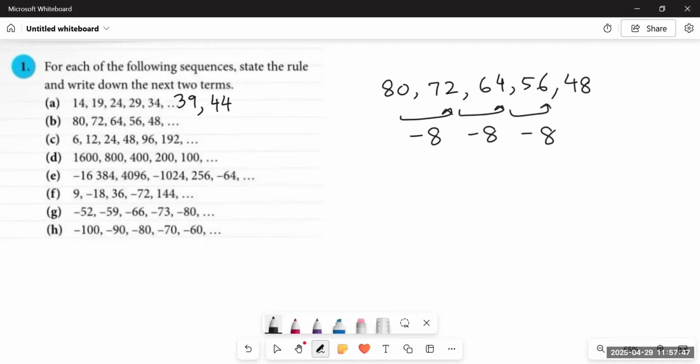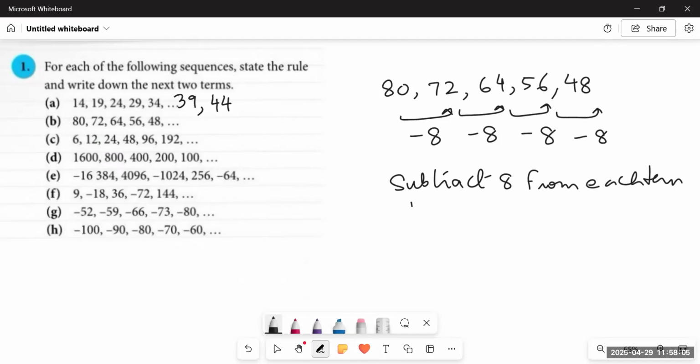So what are we doing? We are simply subtracting 8 every time. In the previous part we were adding something, and now in this part we are subtracting 8. So we are going to write: subtract 8 from each term to get the next one. Simple, this would be the rule. And we are going to apply this to find the next two terms. So we will subtract 8 from 48, we will get 40. Further subtract 8, so we will get 32.